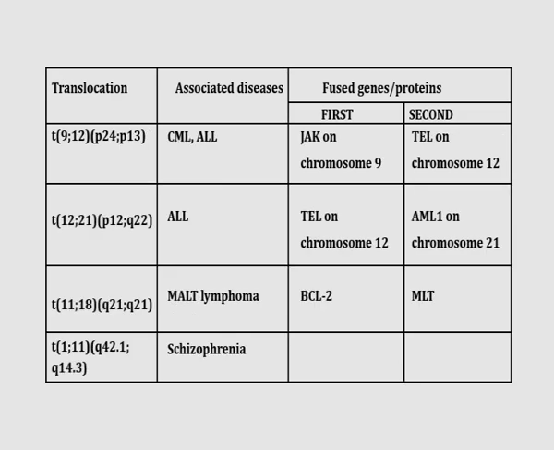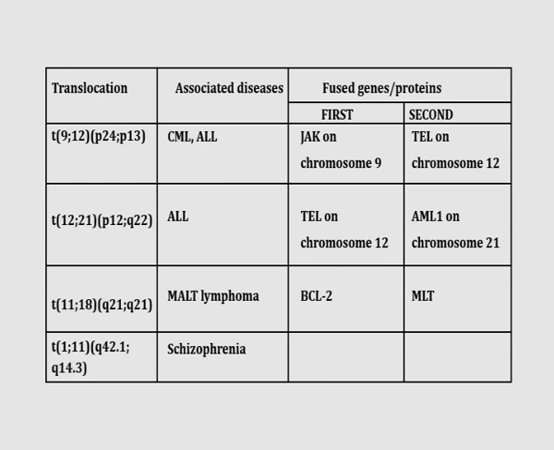In the next case, it is t(9;12) with p24 and p13. The associated diseases are CML and ALL, and the genes involved are JAK on chromosome 9 and the second being TEL on chromosome 12. In the next case, it is t(12;21), p12 and q22. The associated disease is ALL, and the genes involved are TEL on chromosome 12 and AML1 on chromosome 21.